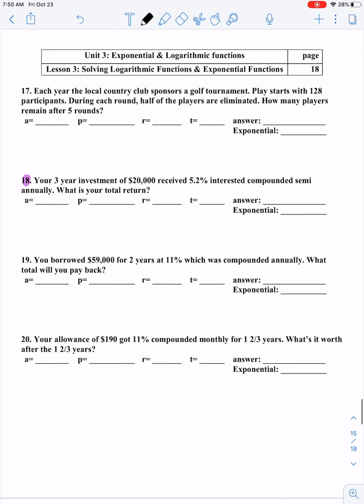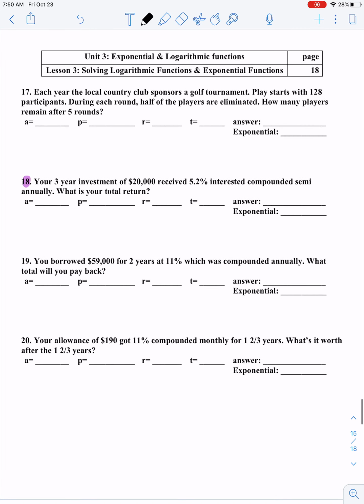What I want to do is number 18 on page 18. Your 3-year investment of $20,000. So I initially deposited $20,000 into an account at a 5.2 interest rate, so 0.052, because when I move it 2 to the right, I get back to 5.2. So how many times is it compounded? Semi-annually is 2. Over 3 years, what's your total return? So this is what I'm solving for.